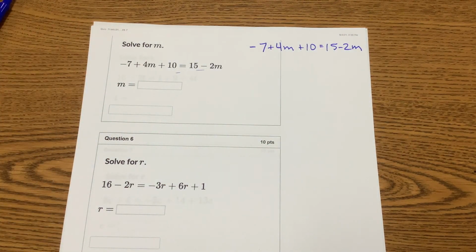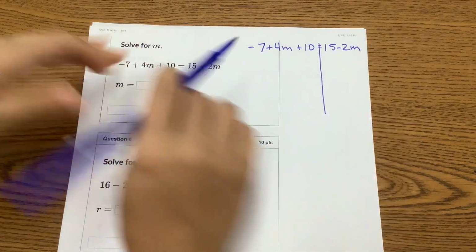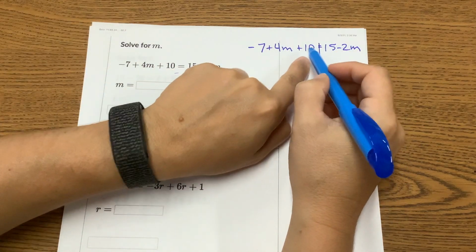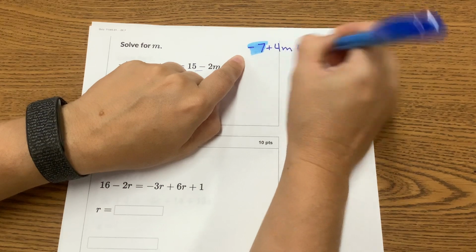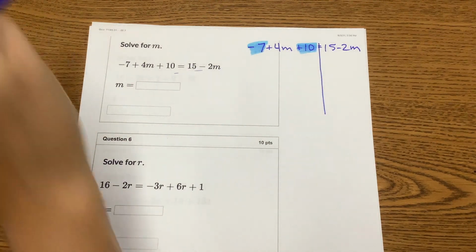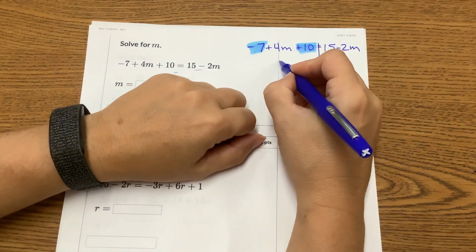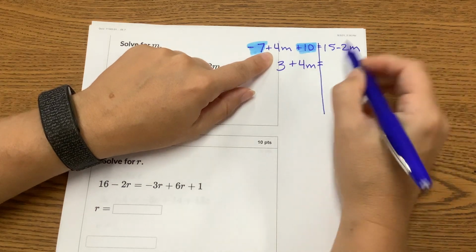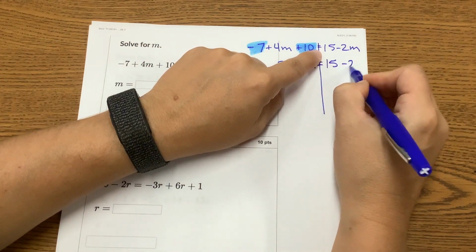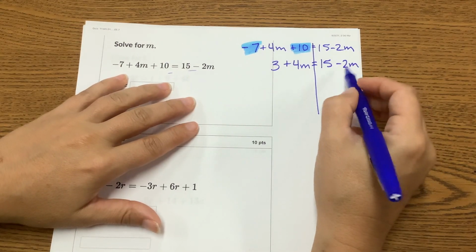Okay, and so the next thing we check for is like terms. On this side, we have like terms. Negative 7 and positive 10 are both constants. They can be added together. Negative 7 plus 10 is 3. Bring down your 4m. And we have 15 minus 2m on the other side. Bring that down.